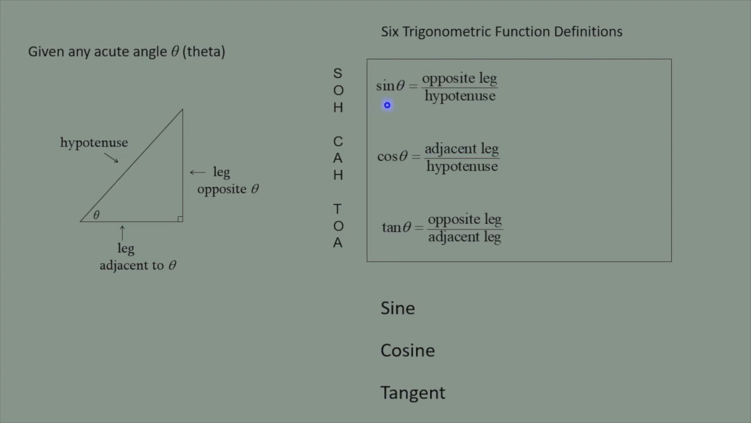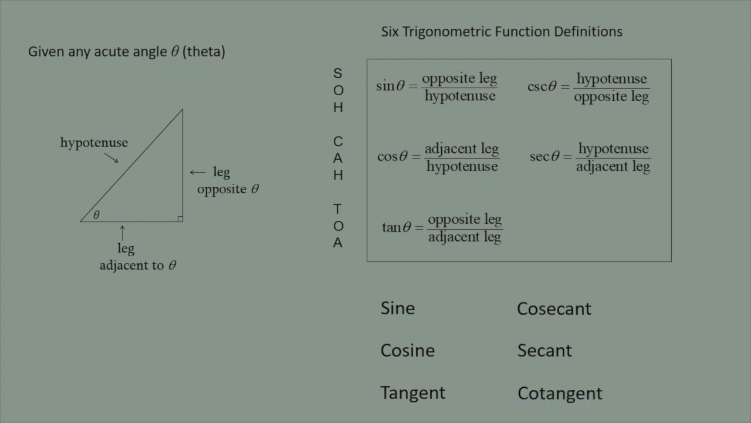We'll start with the reciprocal of the sine function. This is called the cosecant, abbreviated CSC. This is the hypotenuse over the opposite leg, the reciprocal of sine. The reciprocal of cosine is the secant function. Secant is abbreviated SEC, and that's defined to be the hypotenuse over the adjacent leg, the reciprocal of cosine. And the reciprocal of tangent is the cotangent function. That's abbreviated COT, and that's defined to be the adjacent leg over the opposite leg, the reciprocal of tangent.